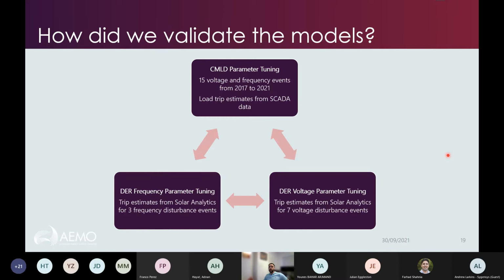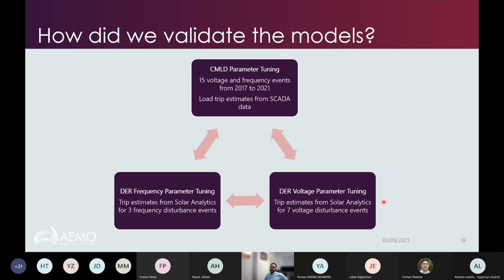And we analyzed nighttime events and daytime events, focusing predominantly on nighttime events for the composite load model, so that we can exclude the behavior of distributed PV. So we looked at 15 of the most significant events to validate the model against.